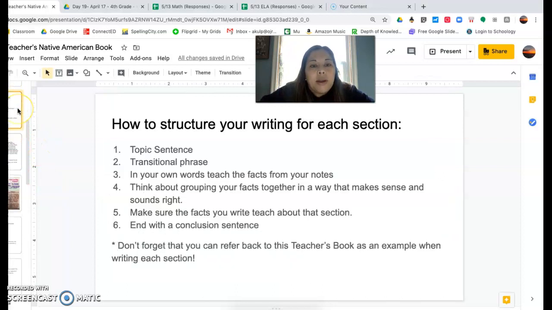So some things to keep in mind when you are writing your section. Topic sentence, well, first, back up. First, start by rereading your notes. Then think about how you might organize it. Feel free to look at other examples in resources or in mine. Then when you start to write it, topic sentence tells what your readers can expect to learn in that section. Transitional words or phrases. Make sure you use your facts from your notes in your own words and group them together in a way that makes sense and organizes them. And then end with that conclusion sentence that wraps it all up and connects it back to that topic sentence.